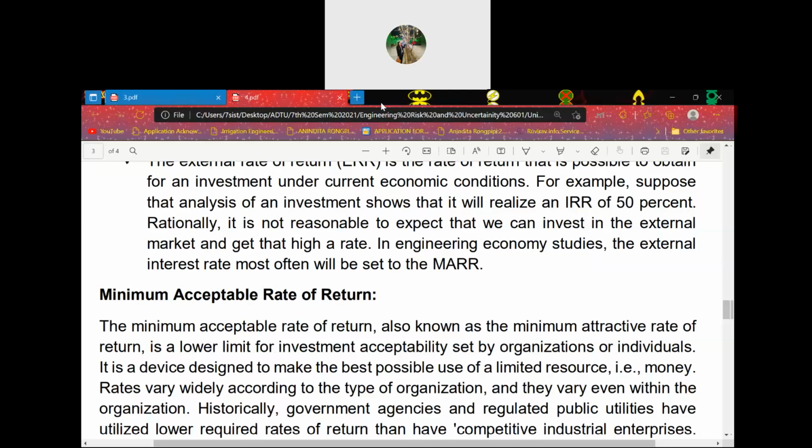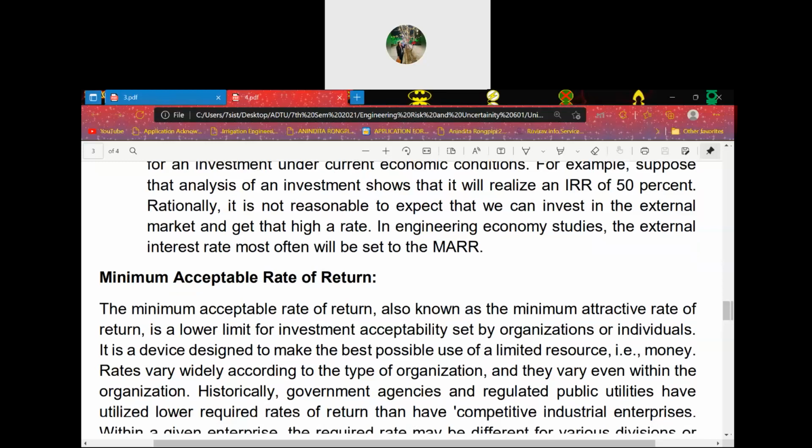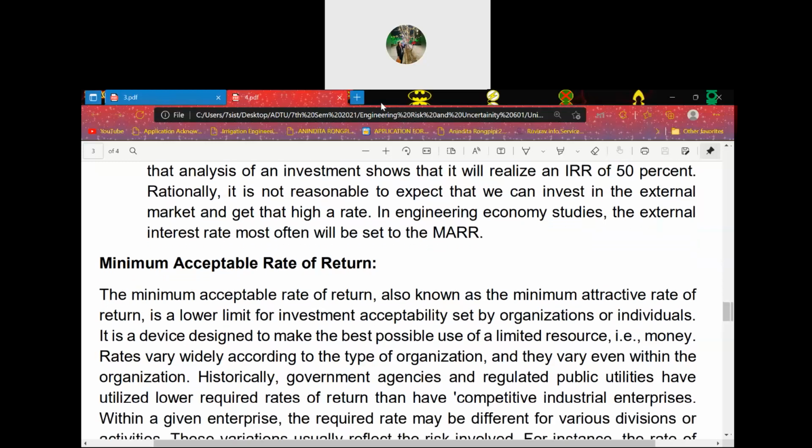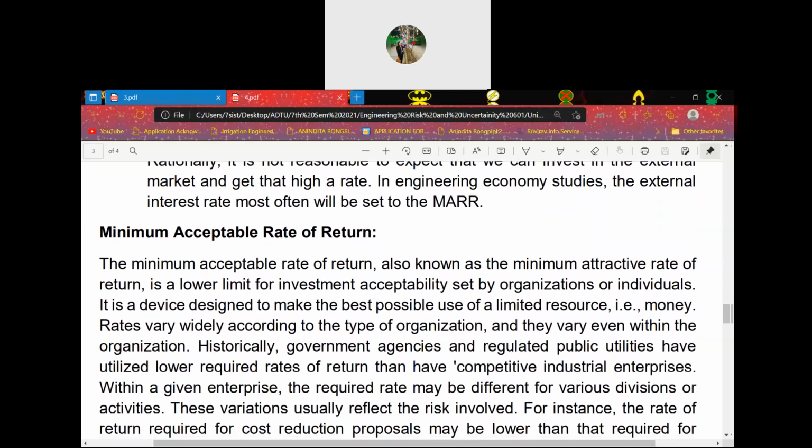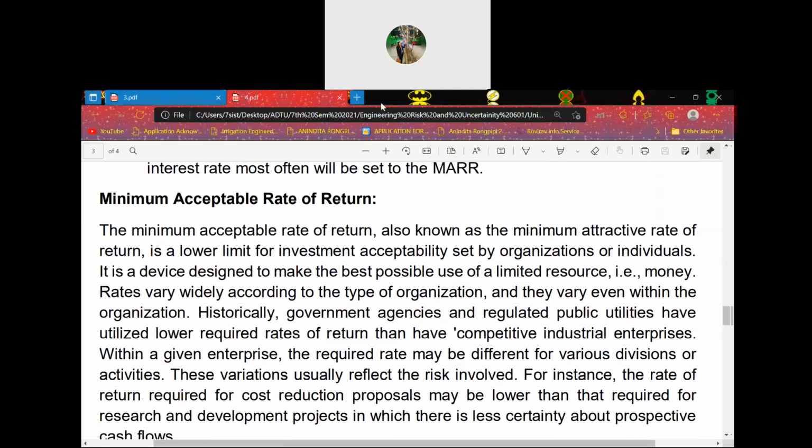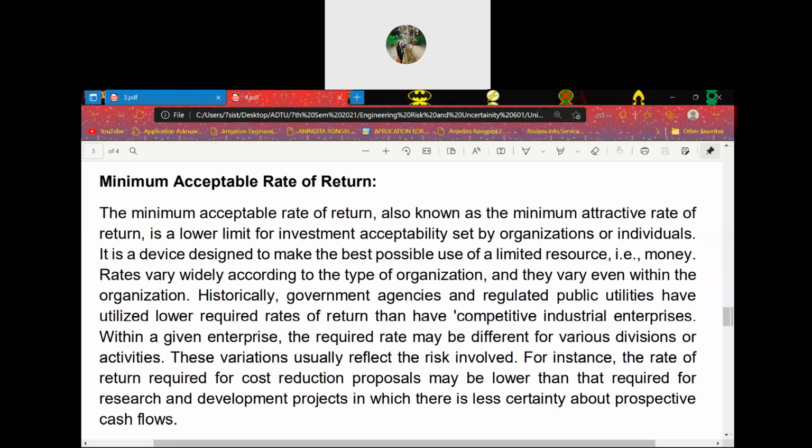So historically, government agencies and regulated public utilities have utilized lower required rates of return than have competitive industrial enterprises. Within a given enterprise, the required rate may be different for various divisions or activities, and these variations usually reflect the risk involved. For instance, the rate of return required for cost reduction proposals may be lower than that required for research and development projects in which there is less certainty about prospective cash flows.